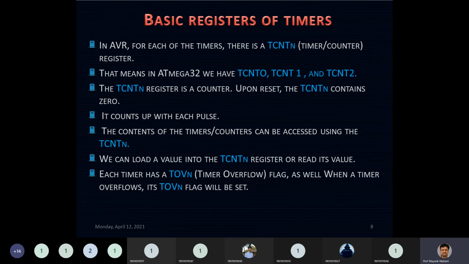Whenever the timer overflows, we have already talked about this in the previous slide: if I load the value of the timer register TCNT as FD, then after 3 clocks it will become FF, and finally it will reach 00. Transiting from FF to 00, we call it an overflow. At that time your TOV flag would be raised.